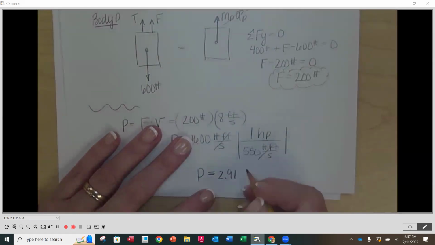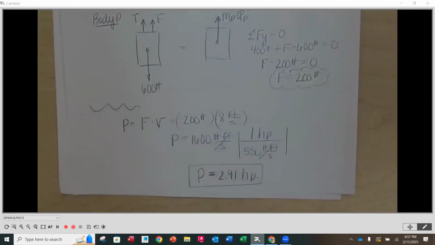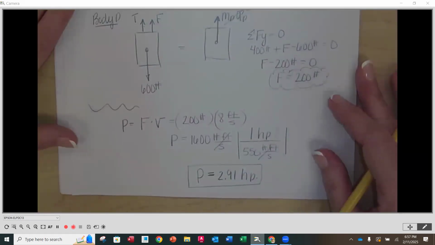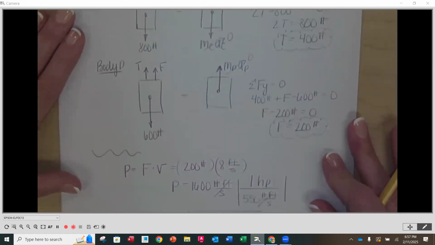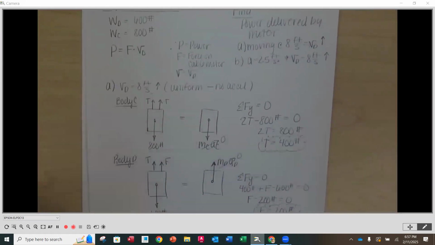2.91. Yep, that sounds correct. Horsepower. Okay, and that's the answer for part A. Okay. Any questions at all on that first part?